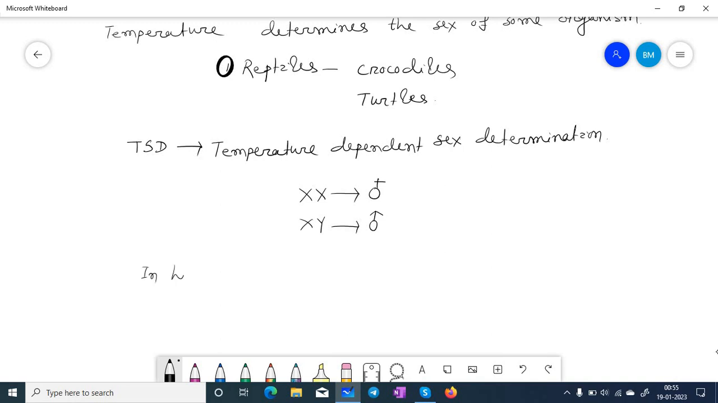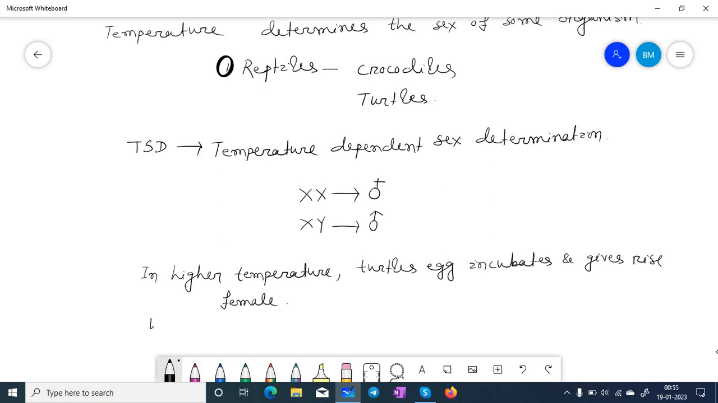Like in higher temperature, the turtle egg incubates and gives rise to females. While in low temperature, the turtle egg results in males. Here you can see the same condition applies to the crocodile. You can see temperature fluctuation determines the gender or sex of the individual.